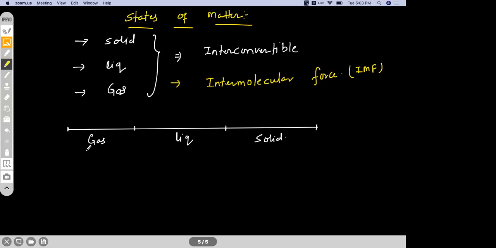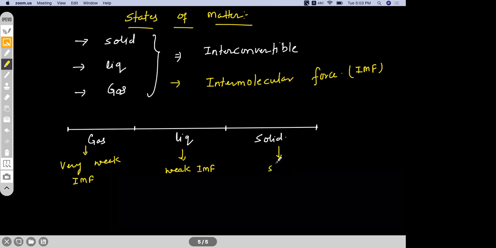Gaseous particles have very weak intermolecular force of attraction. Liquid molecules also have weak intermolecular force of attraction. Solid has a strong intermolecular force of attraction. That's why solid molecules are rigid. They do not move, right? Liquid can flow because the intermolecular force is weak. And gas has random motion. It travels in all directions because there is no intermolecular force or very weak intermolecular force over there.